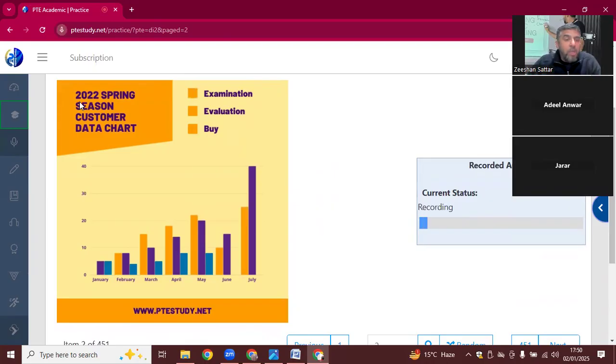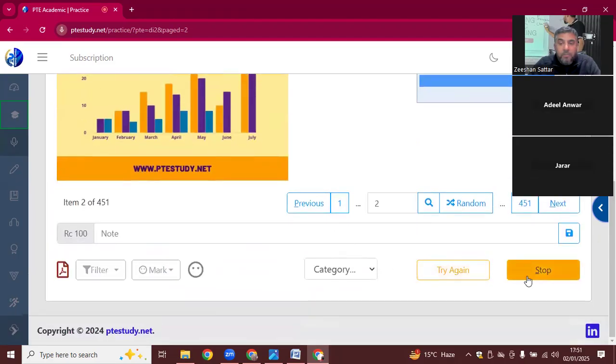The picture is about 2022 spring season customer data chart. The picture contains the information about the examination, evaluation, and buy. Y-axis contains the values 0, 10, 20, 30, 40, 40 as maximum and 0 as minimum. X-axis contains the months like January, February, March, April, May, June, and July. There are bars of multiple colors like purple, orange, yellow, and blue. I can also see www.ptestudy.net. The overall picture is very informative.